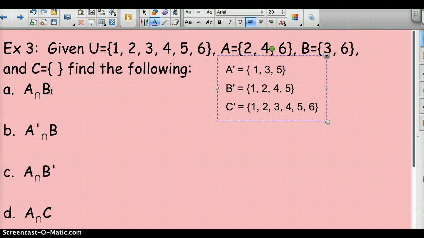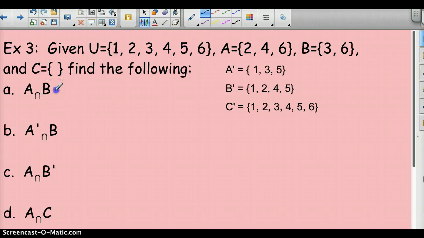Starting off, we have the intersection of A and B. The intersection of A and B is the set which contains all elements which are in A and in B. As I look at A and B, I only see one element that is in both of them. It is 6. So the set which contains 6 is the intersection of both sets.